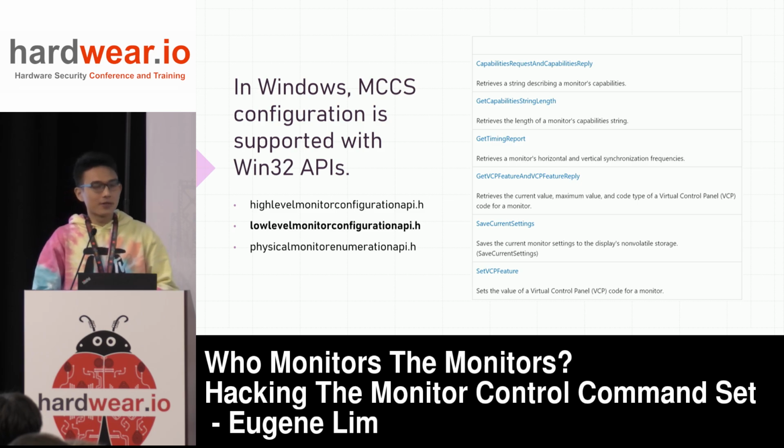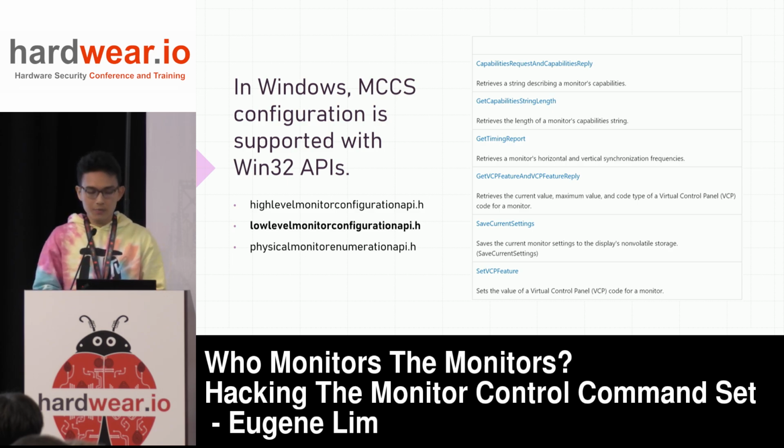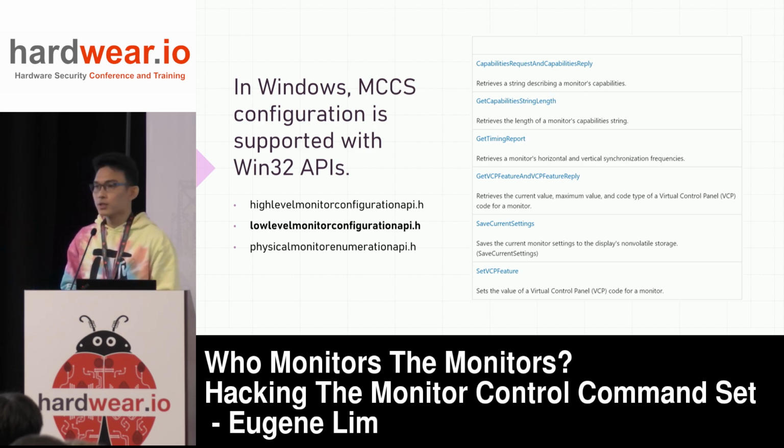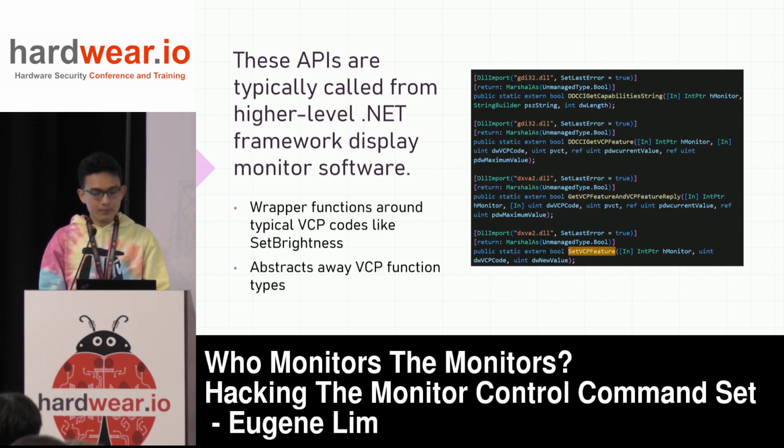On Windows itself, there is a standard set of Win32 APIs that interact with MCCS. In particular, you would look at capabilities request and capabilities reply. This fetches the capability string. There is get VCP feature and VCP feature reply. Again, this is for reading a VCP code. And then the set VCP feature. So these are pretty low level. The higher level stuff are just wrappers around them, but they are pretty useful.